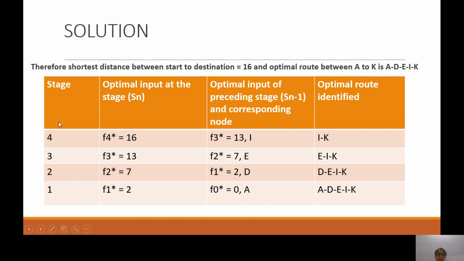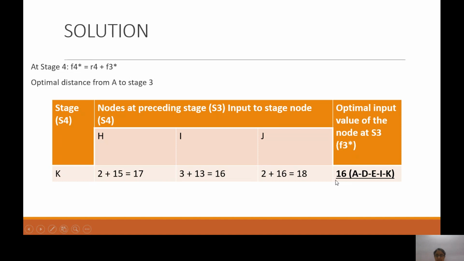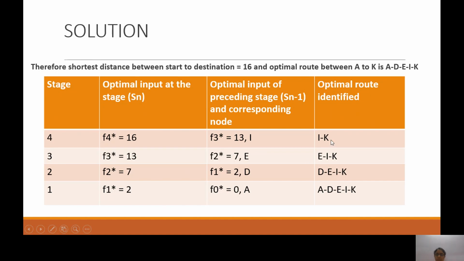So this is my summary table. These are my stages 4, 3, 2, and 1. Okay, this could be stated as the backward pass method. Up till this it was the forward pass method. In this stage, you can see it is the backward pass method. The last stage was I to K, then EIK, DEIK, and ADEIK. These are my values. F4 star was 16.